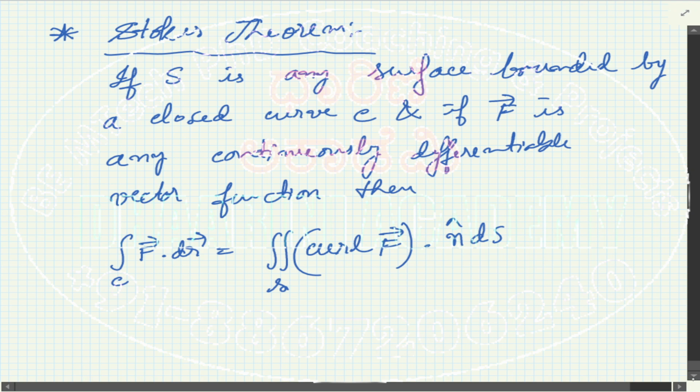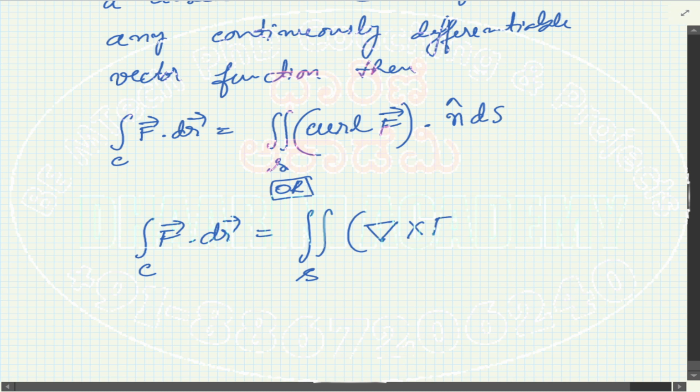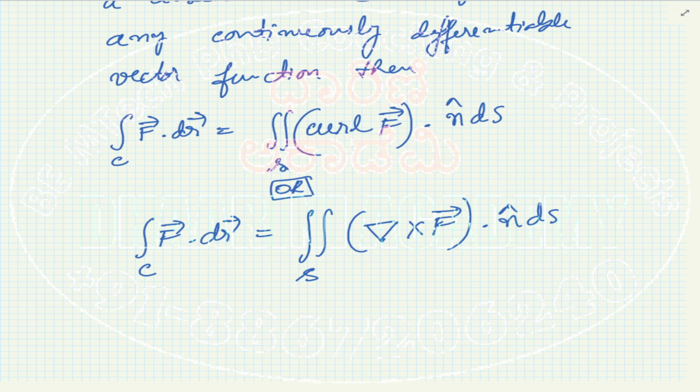or mathematically we can write this in a different format. The other statement is this: integral over C of F dot dr is equal to the double integral over the given surface S of del cross F, the curl, dot n cap ds. Okay, this is the statement. Using this statement we can solve many problems. So now let us look at the problems based on the Stokes theorem.